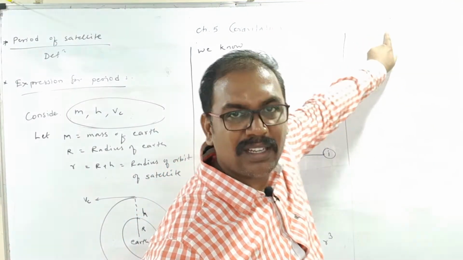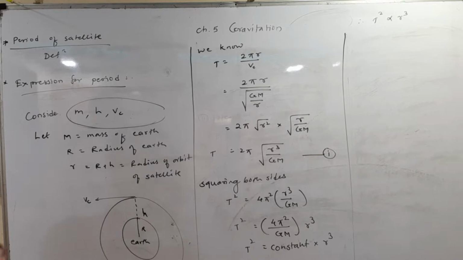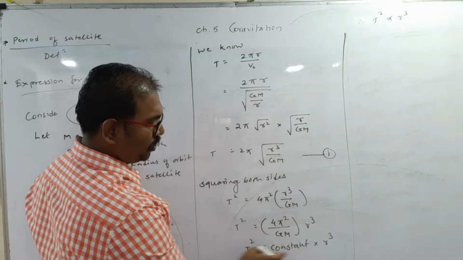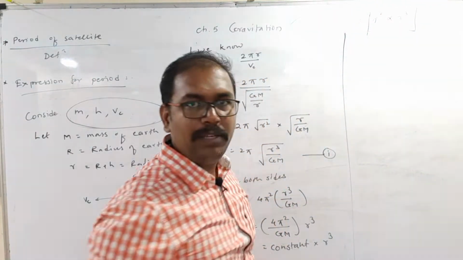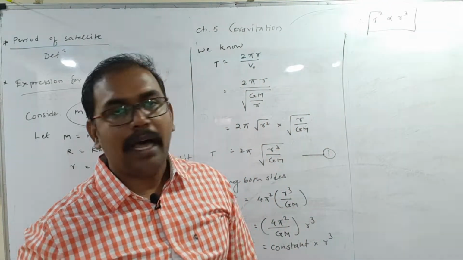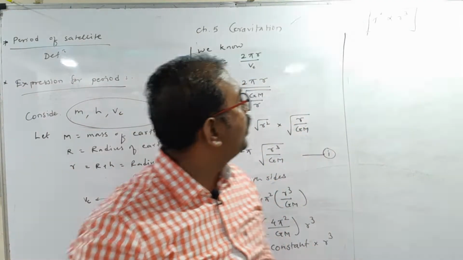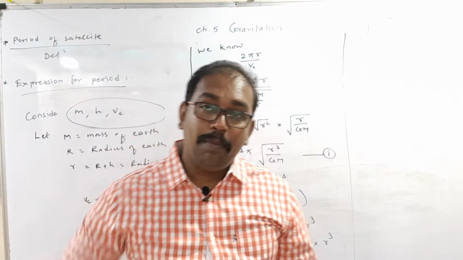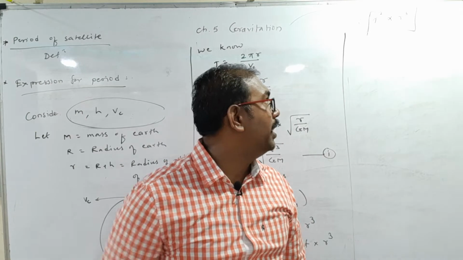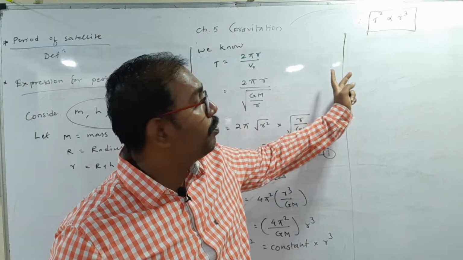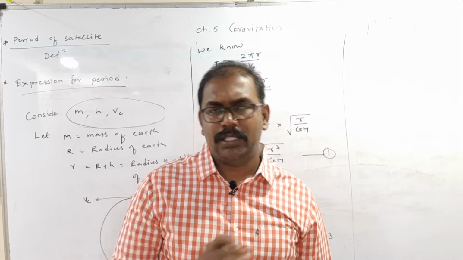T square is directly proportional to r cube. What does it mean? T is the period of revolution of the satellite and r is the radius of orbit. We already learned Kepler's law, in which we also get T square proportional to r cube. In Kepler's law of periods, about planetary motion, the square of the period of revolution is directly proportional to the cube of the semi-major axis.